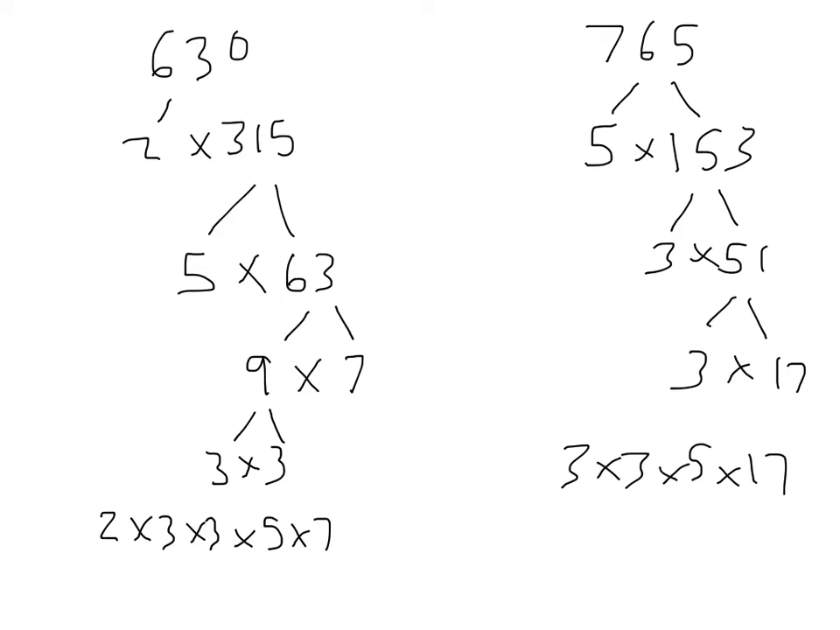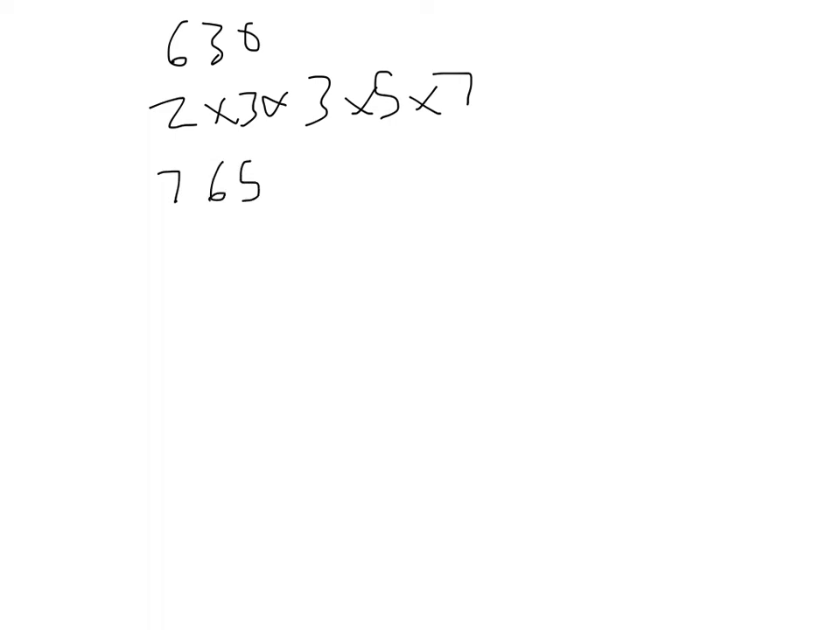So now we have to find the greatest common factor. So what numbers do they have in common? There are 2 ways we can look at this. Okay, and I'm going to show you on the next slide. So remember, 630 had a prime factorization of 2 times 3 times 3 times 5, sorry it's messy, times 7, and 765 had a prime factorization of 3 times 3 times 5 times 17.